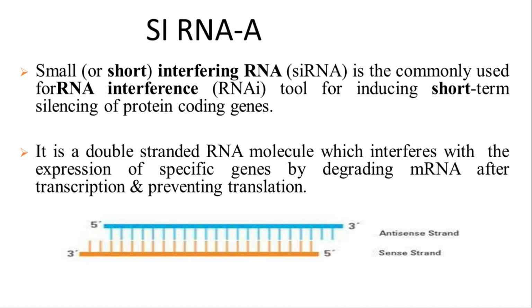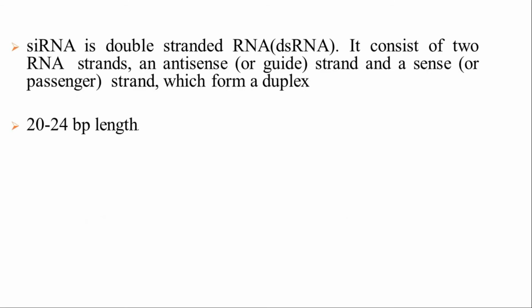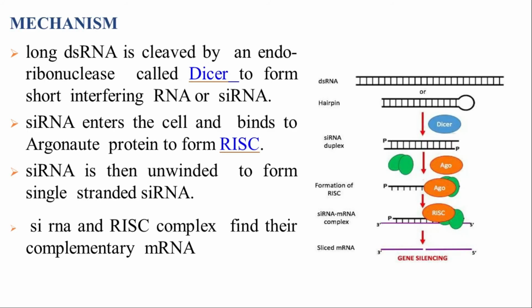So antisense and sense strands are incorporated with each other. siRNA is double stranded RNA. It consists of 2 RNA strands, an antisense or guide strand and a sense or passenger strand, which form a duplex. The overall length is 20 to 24 base pair length. Now come to the mechanism.